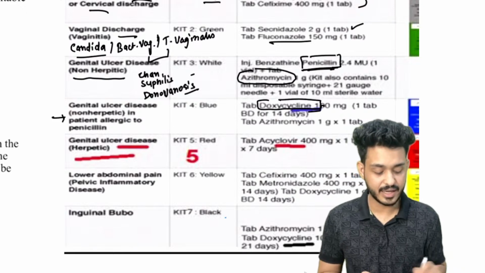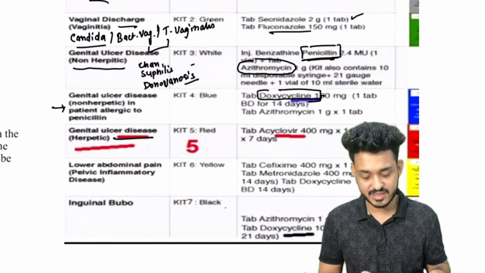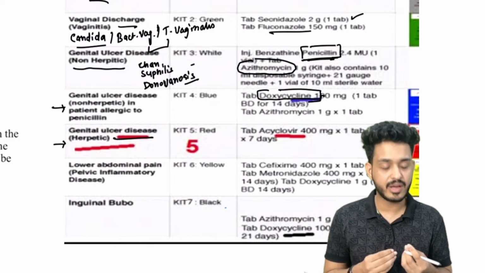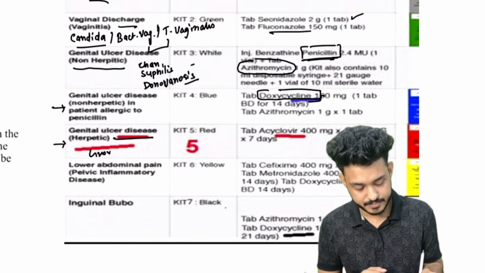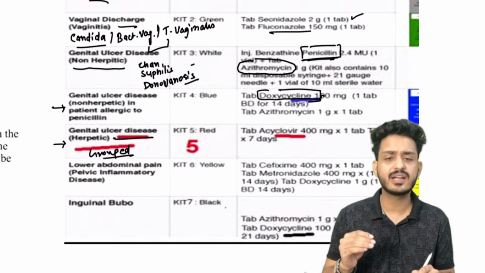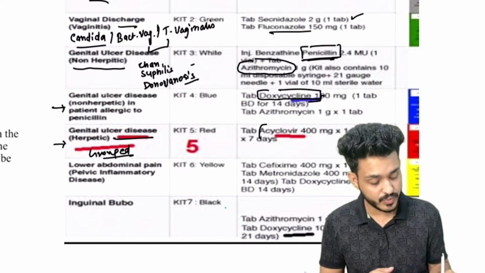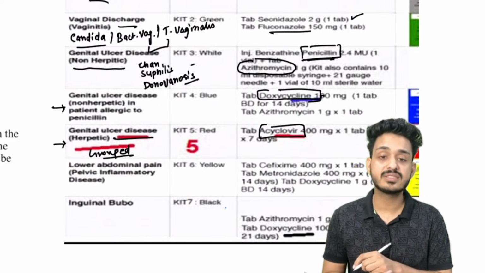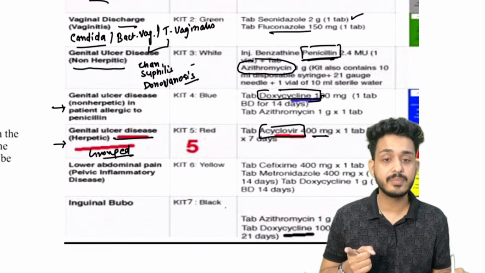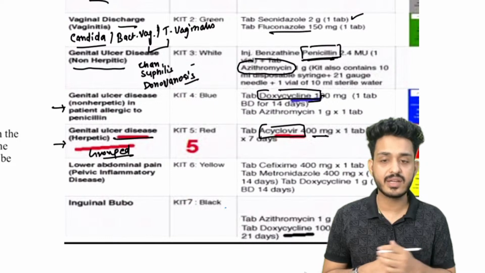Next is your genital ulcer, that is your herpetic ulcer. The meaning of herpetic is grouped vesicles. If you are seeing multiple grouped vesicles, directly jump on to the diagnosis of herpes, right? Here we are giving acyclovir 400 mg. Remember guys, in herpes zoster we are giving double dose, that is 800 mg.